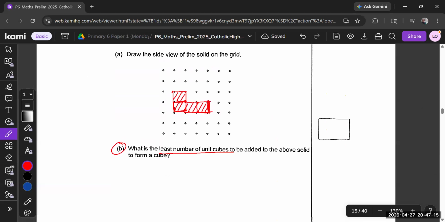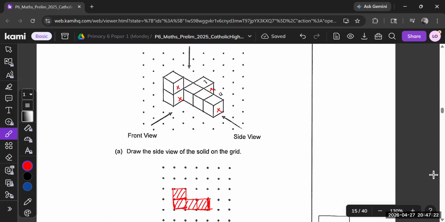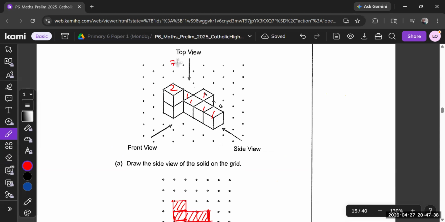So what is the least number of cubes needed to add to the above solid to form a bigger cube? So look at the diagram. Number one, you want to add some more small little cubes. Then you need to count how many cubes first. How many cubes are there inside? So you have one, one, one, one, one. So you have two, three, four, five, six, seven. So you have seven cubes already. So how many more cubes must you add so that you can form into a bigger cube?